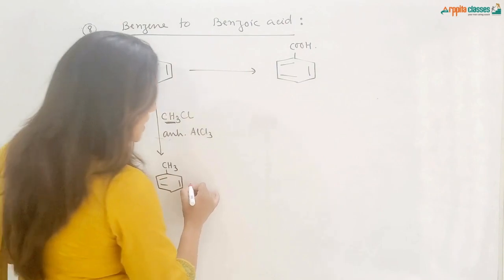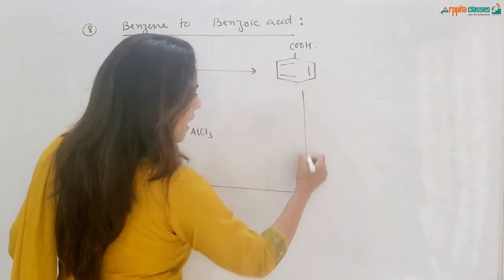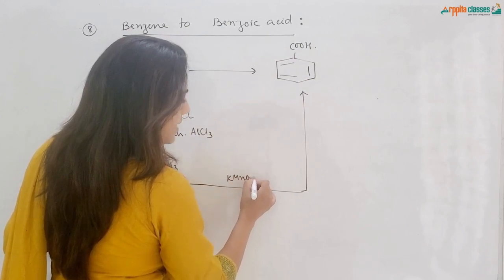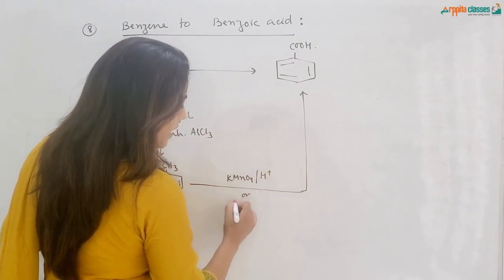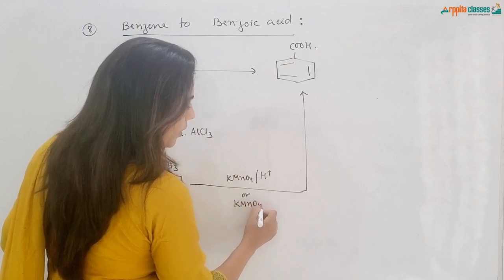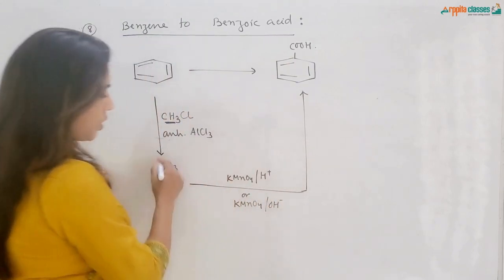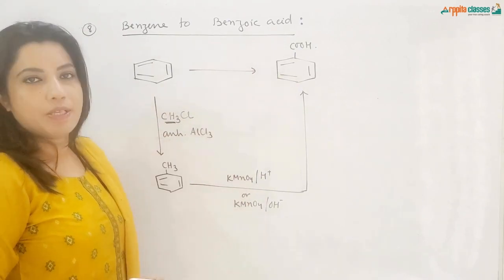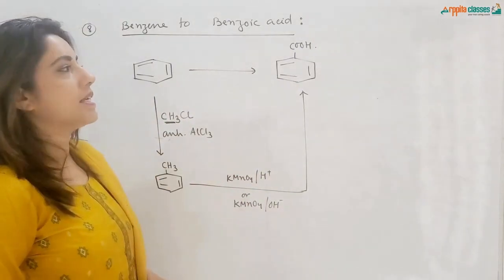Now, when toluene is oxidized with the help of KMnO4, acidified KMnO4 or alkaline KMnO4, anything will do. When toluene is oxidized with the help of this, it converts into benzoic acid. So this is how we convert benzene to benzoic acid.